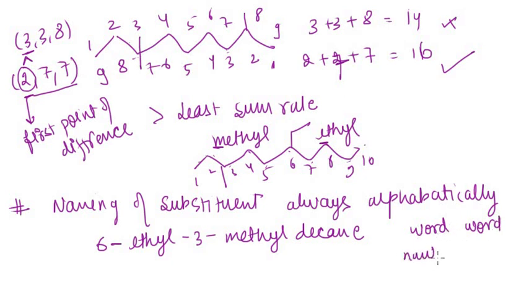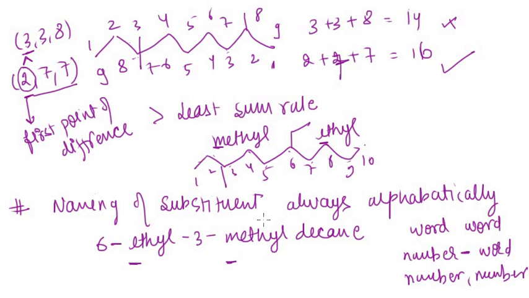If there is a number and a word, they are separated by a dash. If it is a number and a number, they are separated by a comma while writing the name. Remember, number and number are separated by a comma, number and word are separated by a dash, and between words there is no separation. So here the name is 6-ethyl-3-methyl. We will not write 3-methyl, 6-ethyl. First E comes, then M comes.